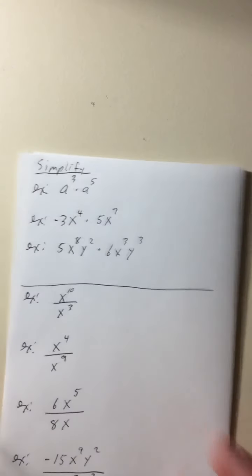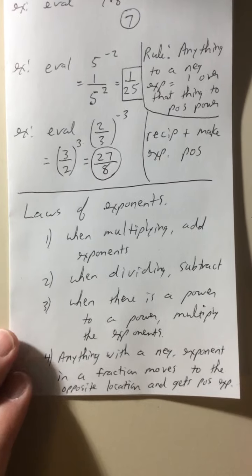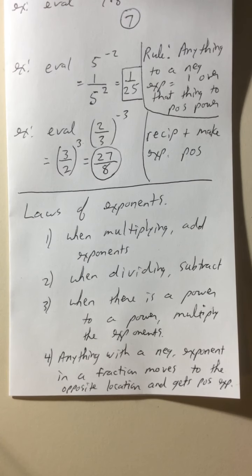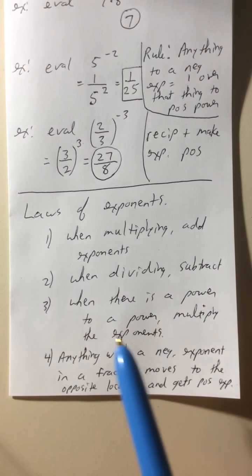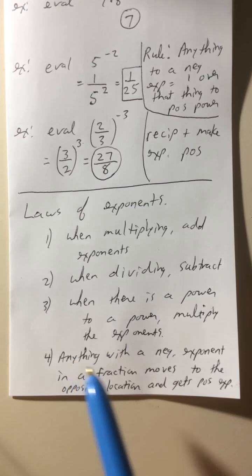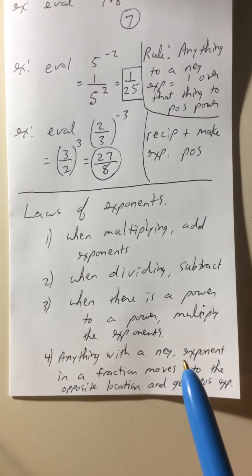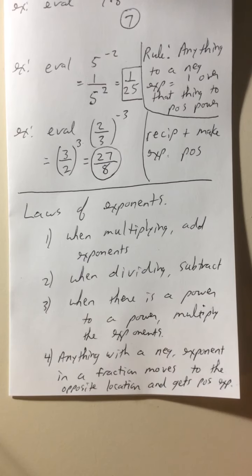So if you needed to, of course, you could pause the video and write those rules right down. When you multiply, add the exponents. When you divide, subtract the exponents. Power to power means multiply the exponents. And when we have a fraction with negative exponents, it just moves to the opposite location. If it's in the numerator, it goes to the denominator.